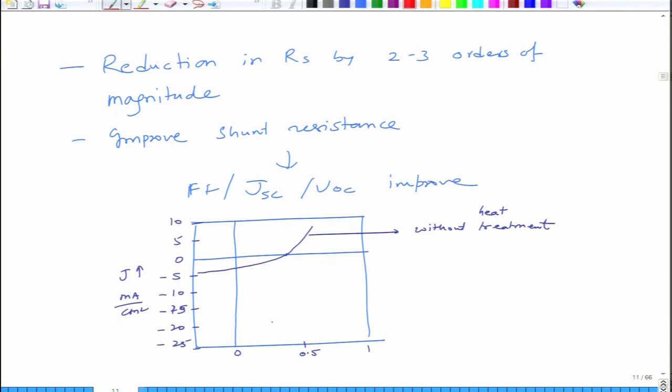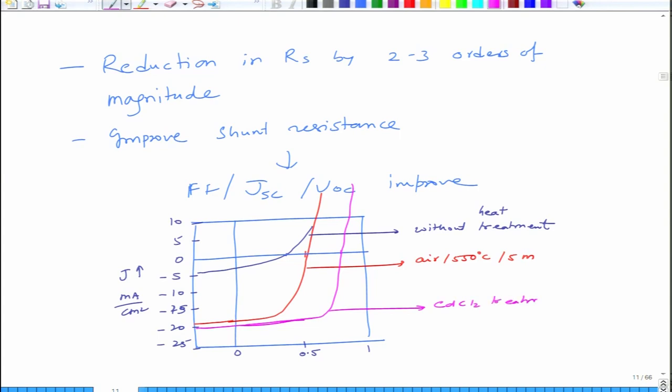If you do a heat treatment in air at 550, you will marginally increase the VOC. So this is for air, 550 degree centigrade, 5 minutes. But if you do CdCl2 treatment, the current increases and the VOC is nearly somewhere here and you get a very good IV curve. So this is for CdCl2 treatment, 420 degree centigrade in air, 20 minutes. So CdCl2 treatment in air is a critical thing to improve the performance, and this is what one observes in these solar cells.